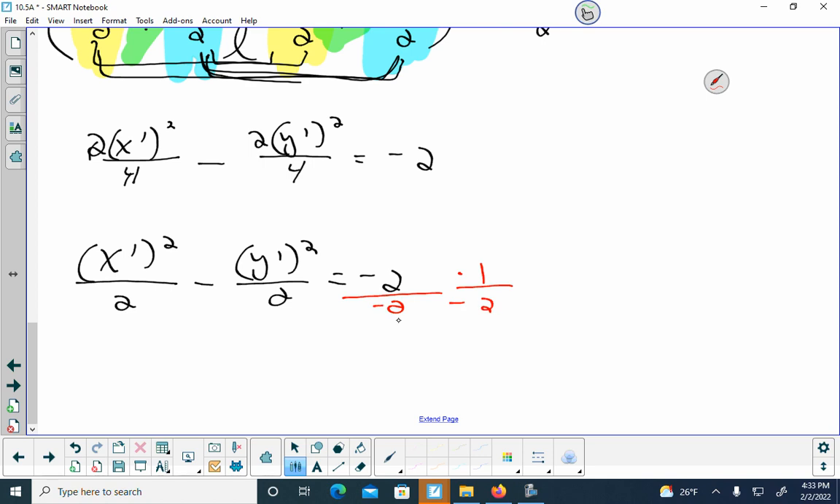Either way, if I divide this by, see, I hate writing it like that. I'm not going to do it. You can't make me. You're not here.